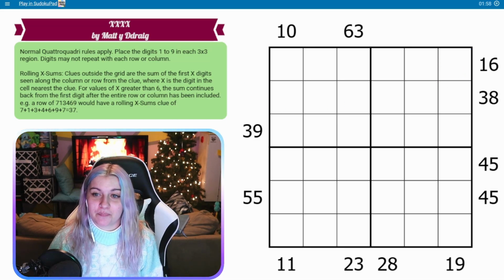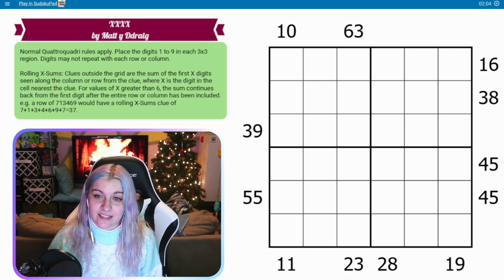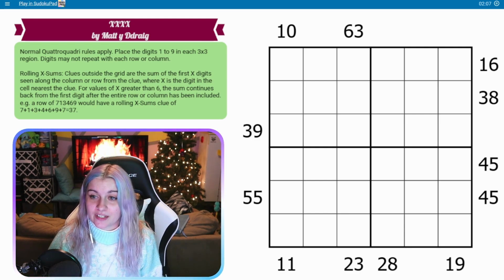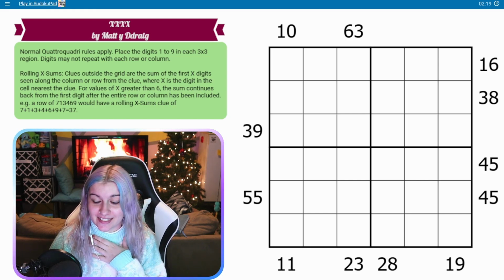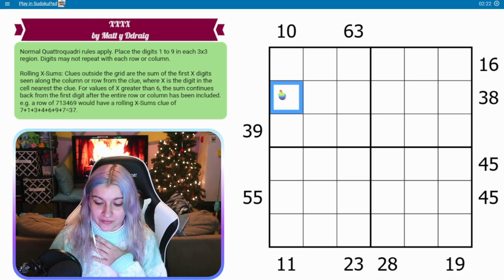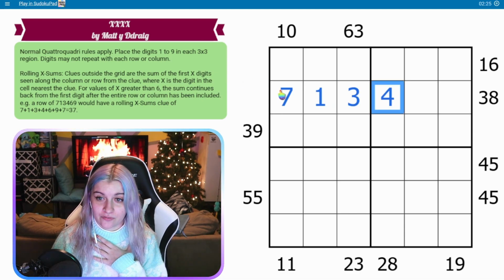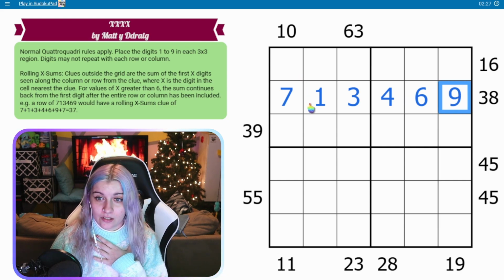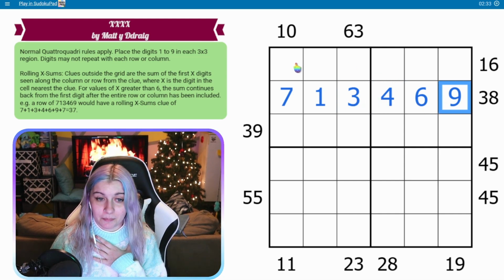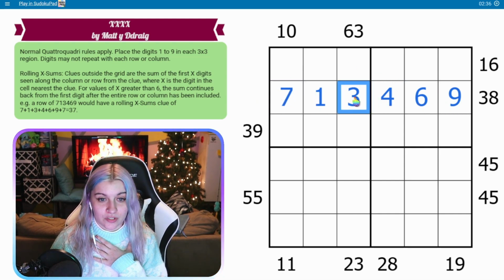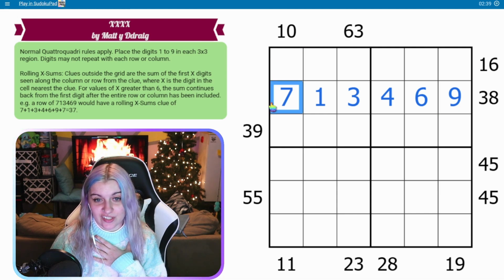Rolling X sums. Clues outside the grid are the sum of the first X digits seen along the column or row from the clue, where X is the digit in the cell nearest the clue. For values of X greater than 6, the sum continues back from the first digit after the entire row or column has been included. Ooh, they're rolling. I see. I understand. For example, a row of 7, 1, 3, 4, 6, 9 would have a rolling X sums clue of 7 plus 1 plus 3 plus 4 plus 6 plus 9 plus 7, because you need to add 1, 2, 3, 4, 5, 6 back to the beginning, 7 digits together.